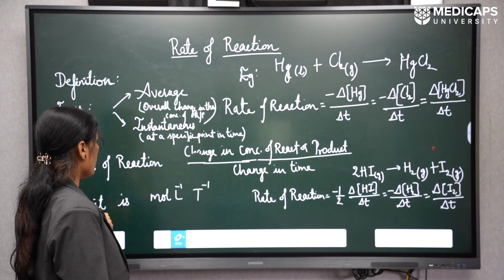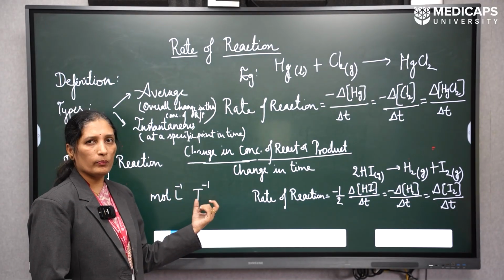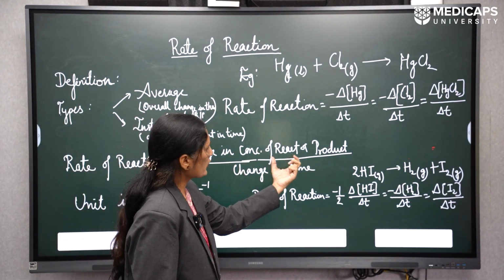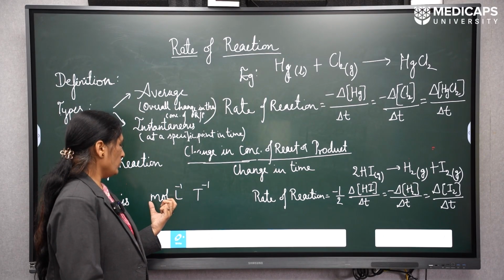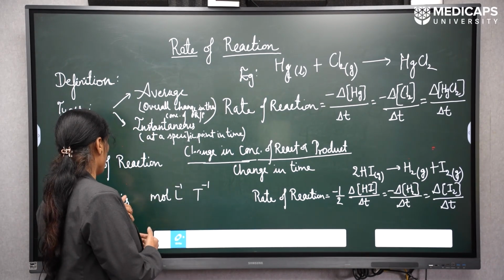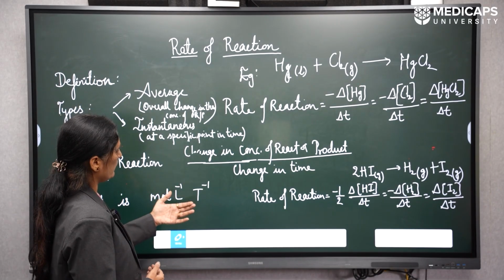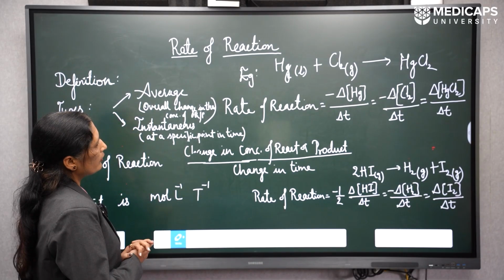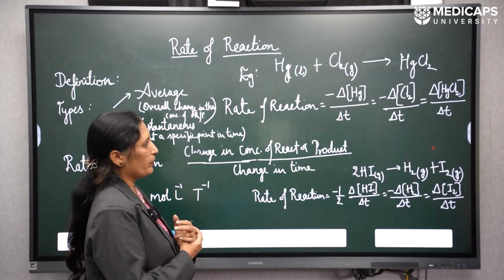Its unit is mole per liter per time, because if the concentration is expressed in the unit mole per liter, then the change in time is expressed in time. So the unit of rate is mole per liter per time. Consider the first example. We can see some examples also.